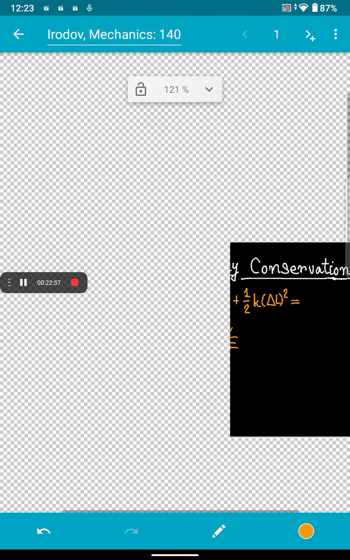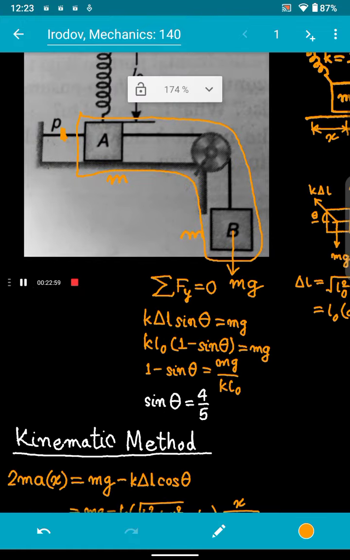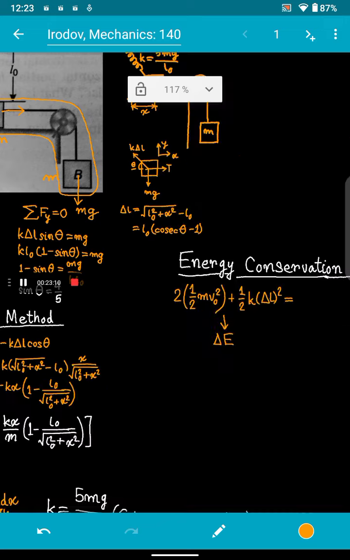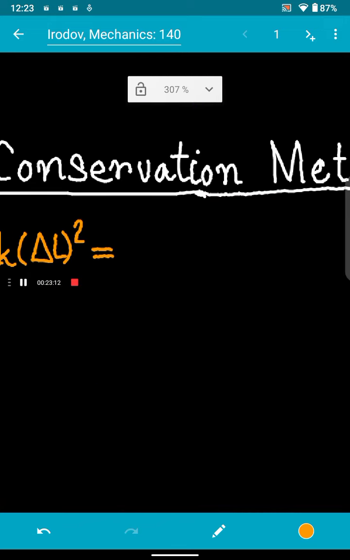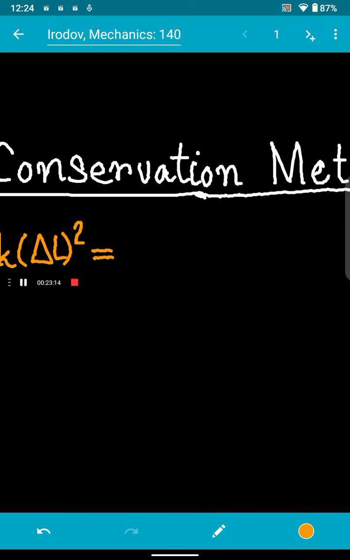What work is done? You may see that this block, the block on the upper side, has moved, right? It has gone x distance, and the force is also parallel here. So work has been done, and clearly the work is mgx, because mg is the force pulling the block.